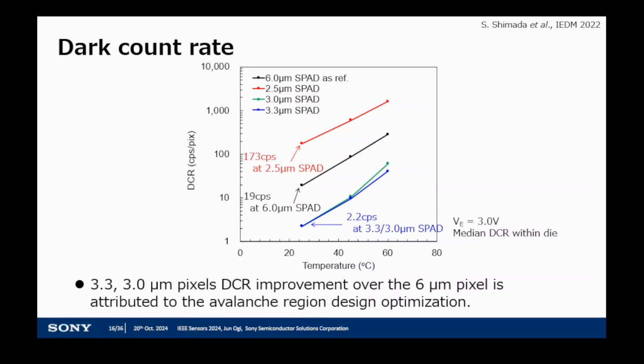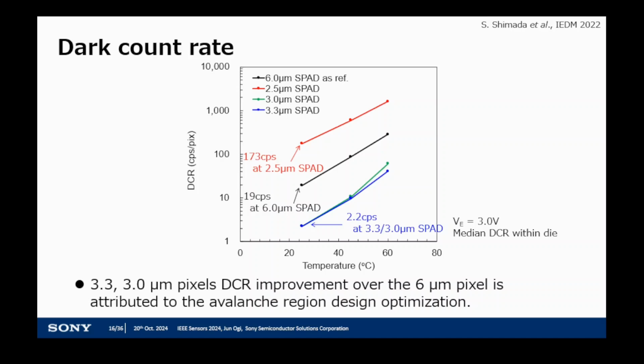This graph shows the measured temperature dependence of dark count rate, DCR, for the developed SPAD pixels. The DCR is the counting rate of generated carriers in the SPAD pixel without photon incidence. The DCR must be reduced to suppress dark noise over the SPAD sensor. The 3.3 and 3.0 micrometer pixels have better dark count rate than the reference 6 micrometer SPAD due to the scaled-down avalanche regions and optimized gathering.